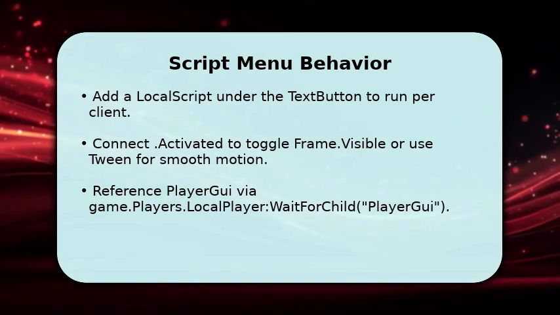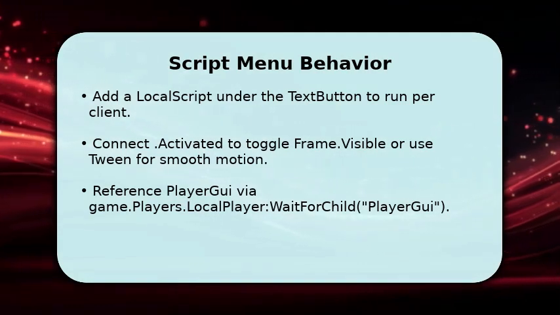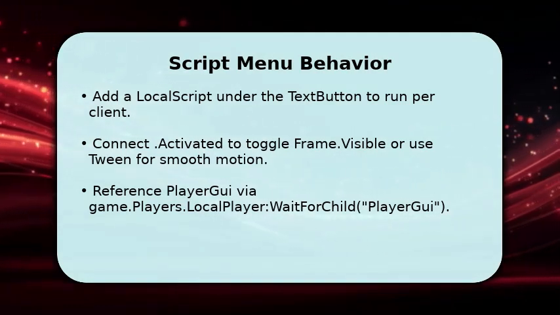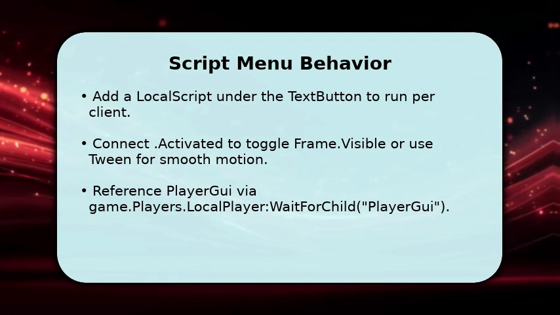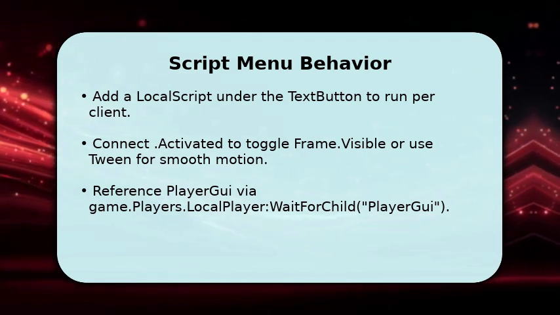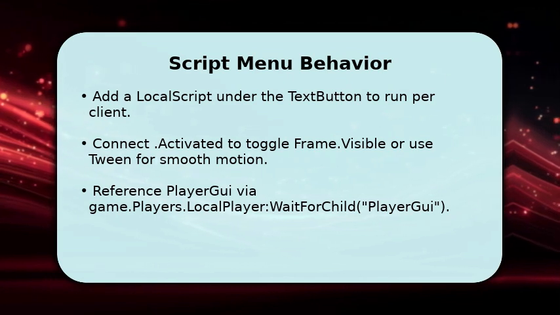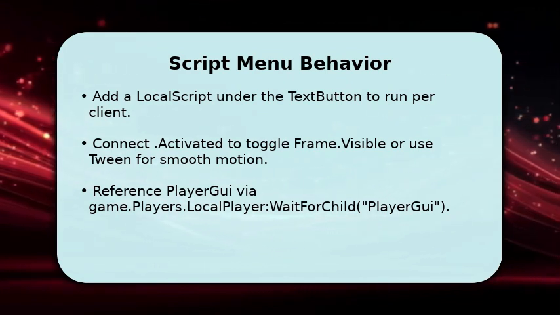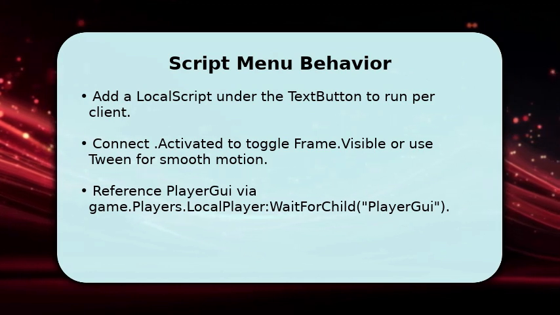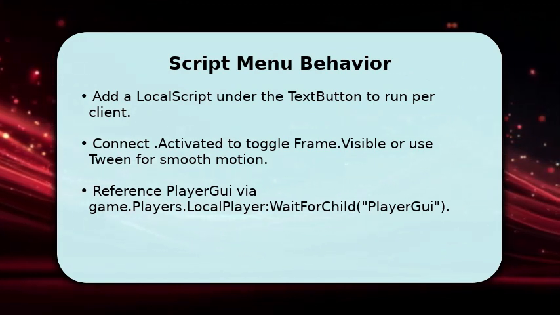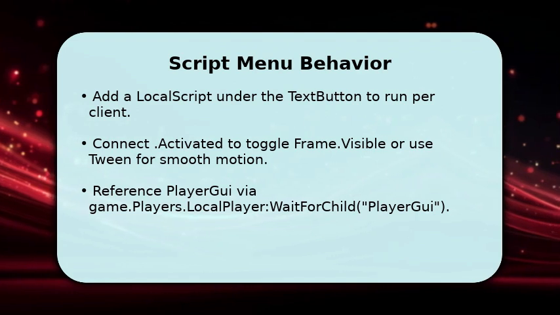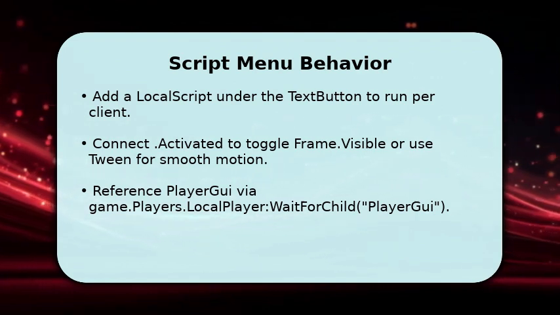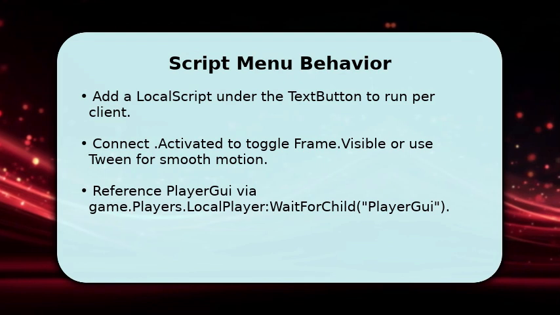Next, implement the interactive behavior so the menu actually responds. Insert a LocalScript under the TextButton because UI should run on the client. Reference game.Players.LocalPlayer, WaitForChild PlayerGui, to find the ScreenGui. Connect the button's Activated event to toggle the frame's Visible property, or better, use TweenService.Create to animate size or position for a smooth slide.